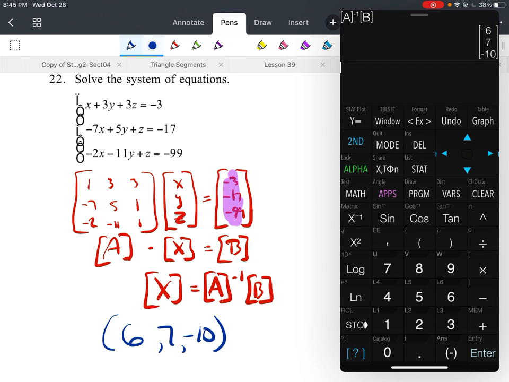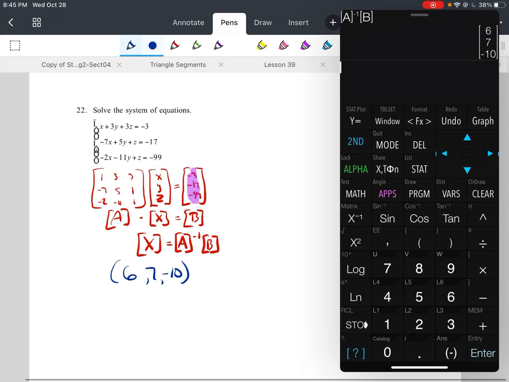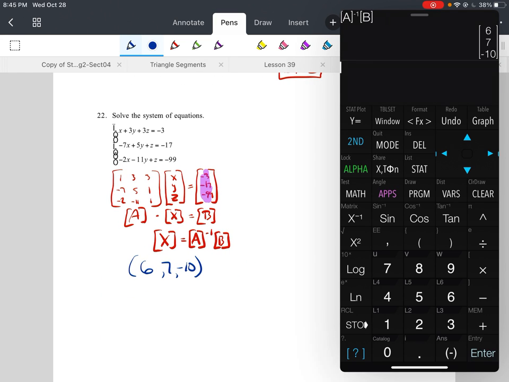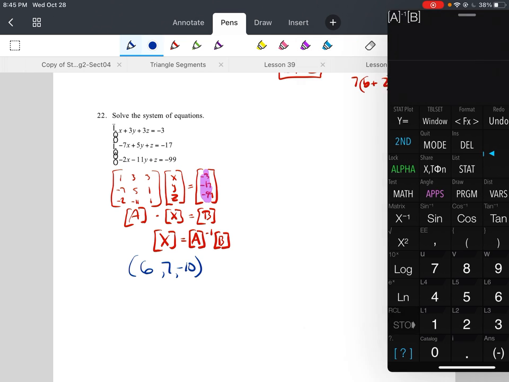You could just write that, or you could write x equals, y equals, z equals. And there are my solutions. Sweet. That's amazing. This is just as easy with a 4 by 4 or a 5 by 5, and that would take hours to do by hand. So good job.